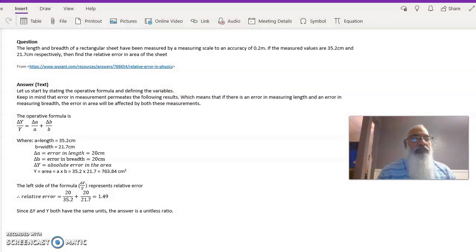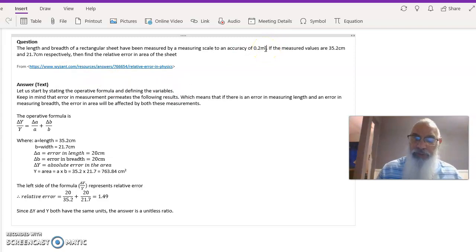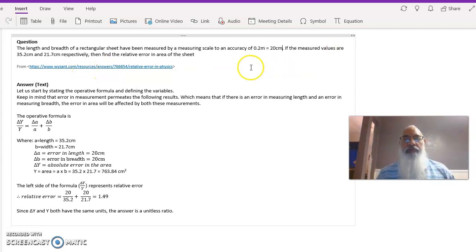So the question says that the length and breadth of a rectangular sheet have been measured by a measuring scale to an accuracy of 0.2 meters. And it says 0.2 meters, which is the same thing as 20 centimeters. We want to convert that because the rest of the values are given in centimeters. Anyway, going on with the reading.